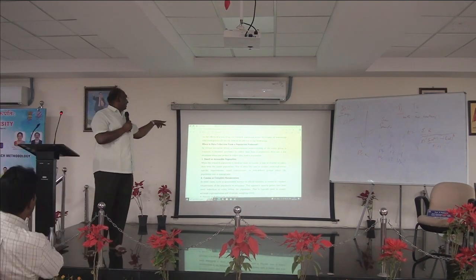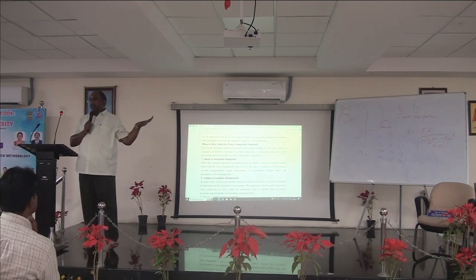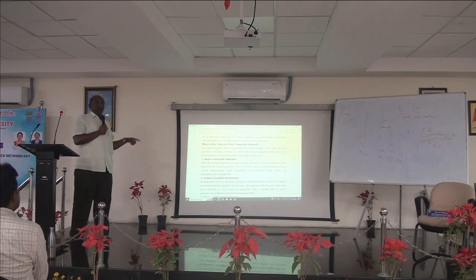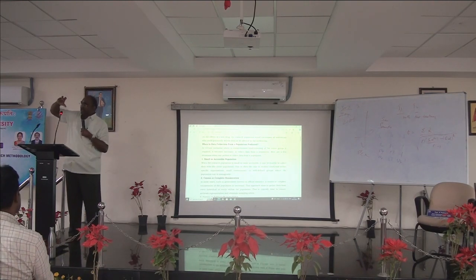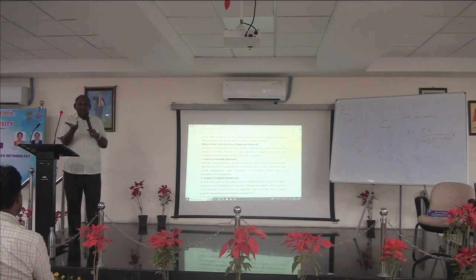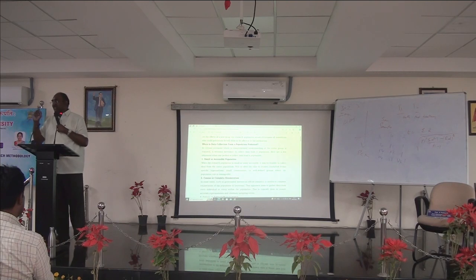So these are all the conditions when data collection from your population is preferred. Number 1, small or accessible population. For example, I want to do my research only in the National Sanskrit University, Tirupati. There are about 1,200 students at the maximum. Am I right? So I can meet each and everyone inside their class.